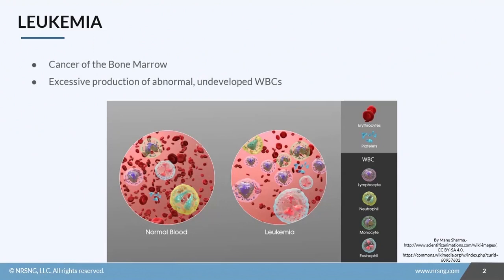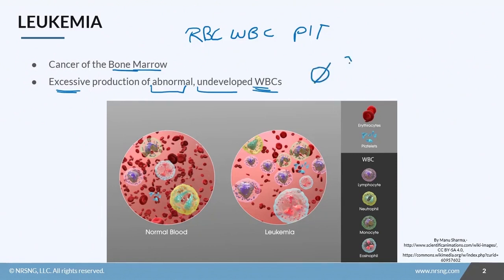Okay, so leukemia is a cancer of the bone marrow. Remember, the bone marrow is responsible for production of all of our blood cells, including red blood cells, white blood cells, and platelets. But leukemia primarily involves the white blood cells. As that cancer takes over, we begin to see excessive production of white blood cells. The problem is that they are abnormal, they're underdeveloped, and they're immature cells.